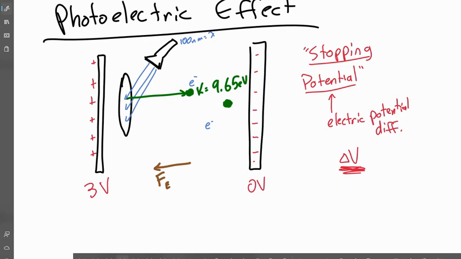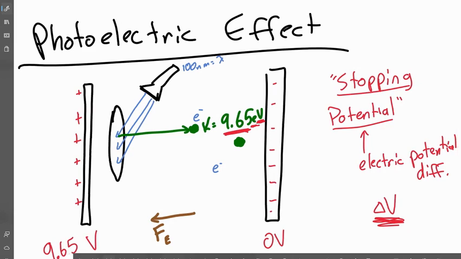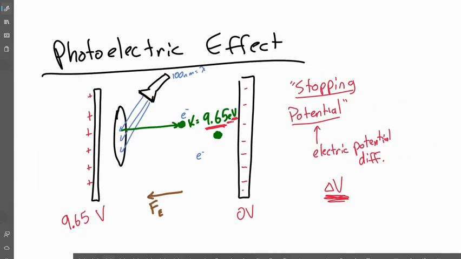Here's what's really nice about electrons: I'm going to replace this 3, a number I just came up with off the top of my head. If we want the electrons to stop, an electron with 9.65 electron volts of kinetic energy will be stopped by 9.65 volts of electric potential difference. So if I make this 9.65 volts, that is our stopping potential. This is why electron volts is really nice. That's essentially what this unit is created for, the photoelectric effect. It's one of the neatest applications we could ever have.